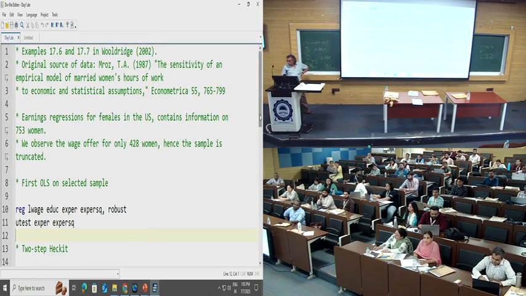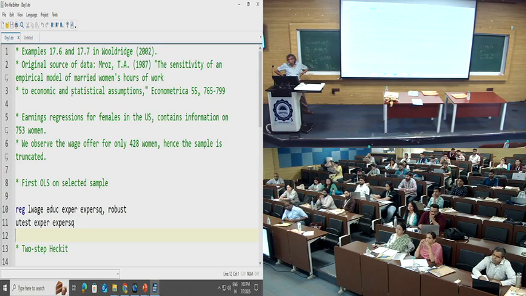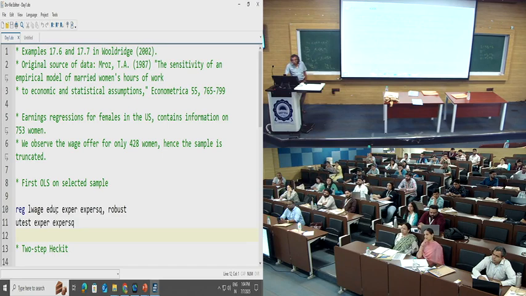So what you want is basically, this is the original data from the Econometrica paper. Earning regression for females in the US contains information on 753 females. However, we observe the wage only for 428. Sample selection. Clear? Participated, I observe. Did not participate, I don't observe. First stage, I just run the regression of wage on education, experience, and experience square. Clear? So that would contain 428 people.